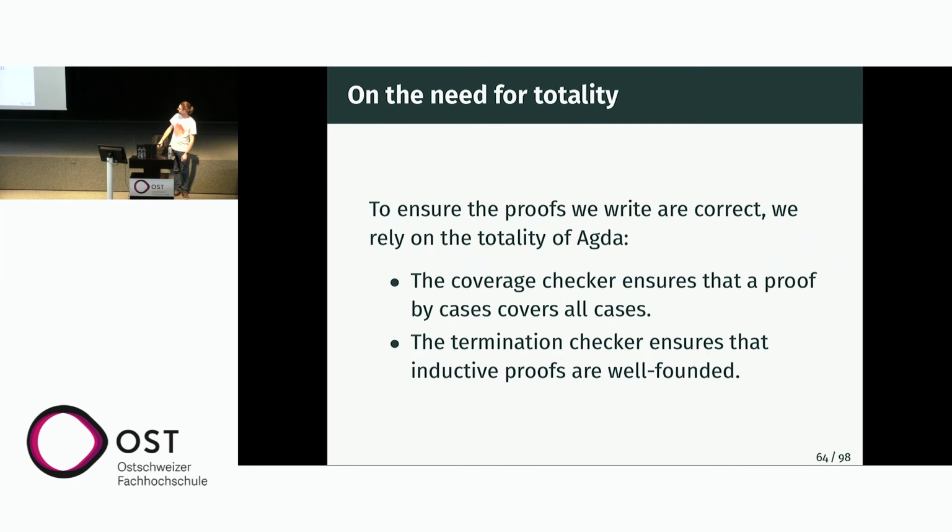Okay. And as I said, totality is really crucial here, to ensure that our proofs are actually valid proofs. We cannot skip any of the cases in our proof, and we cannot have circular arguments because of the termination checker.